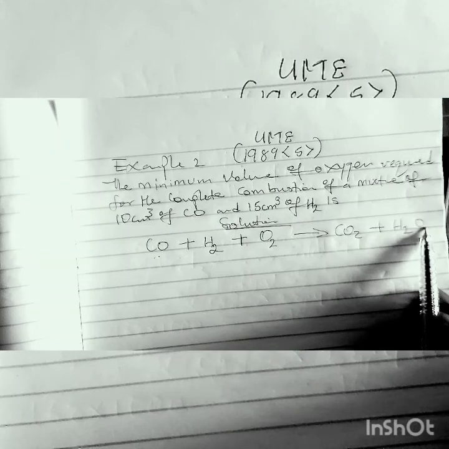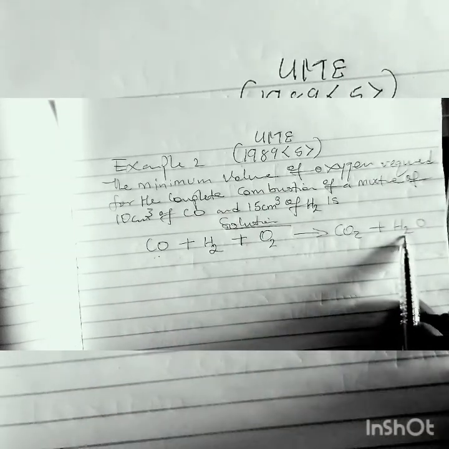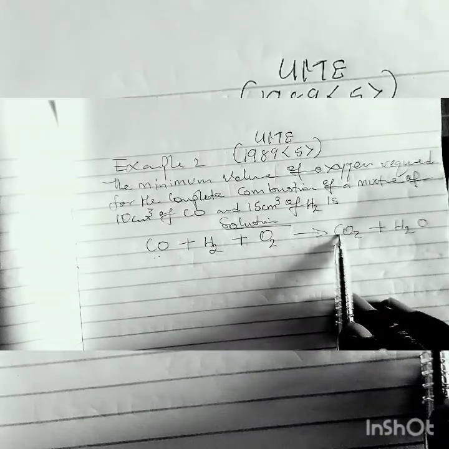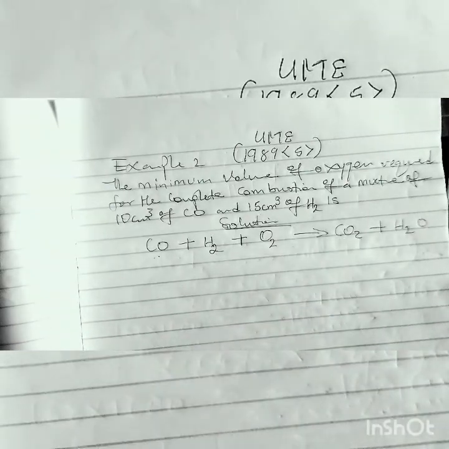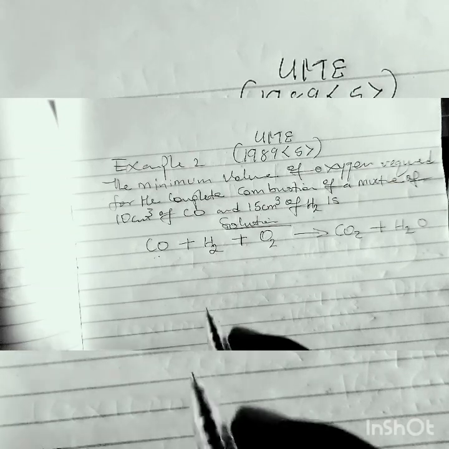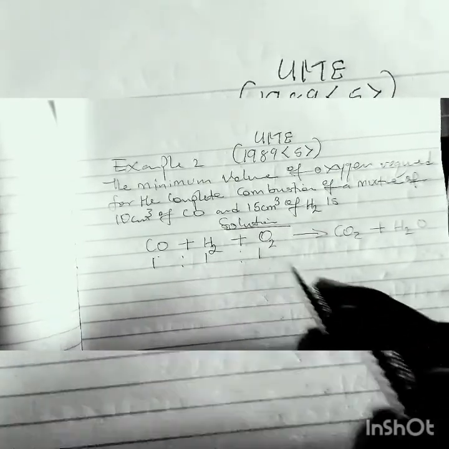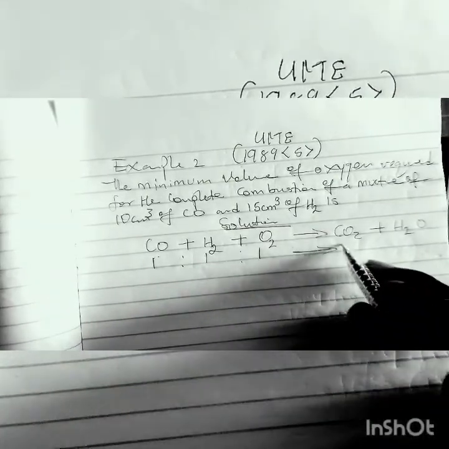That means we have 3. The number of hydrogen here is 2. We also have 2 here. The number of carbon here is also 1. We also have 1 here. So the equation is balanced. So in this equation, it can be quickly deduced that 1 mole of this one reacts together with 1 mole of this together with 1 mole of oxygen to produce 1 mole of carbon dioxide and then 1 mole of water from the equation.